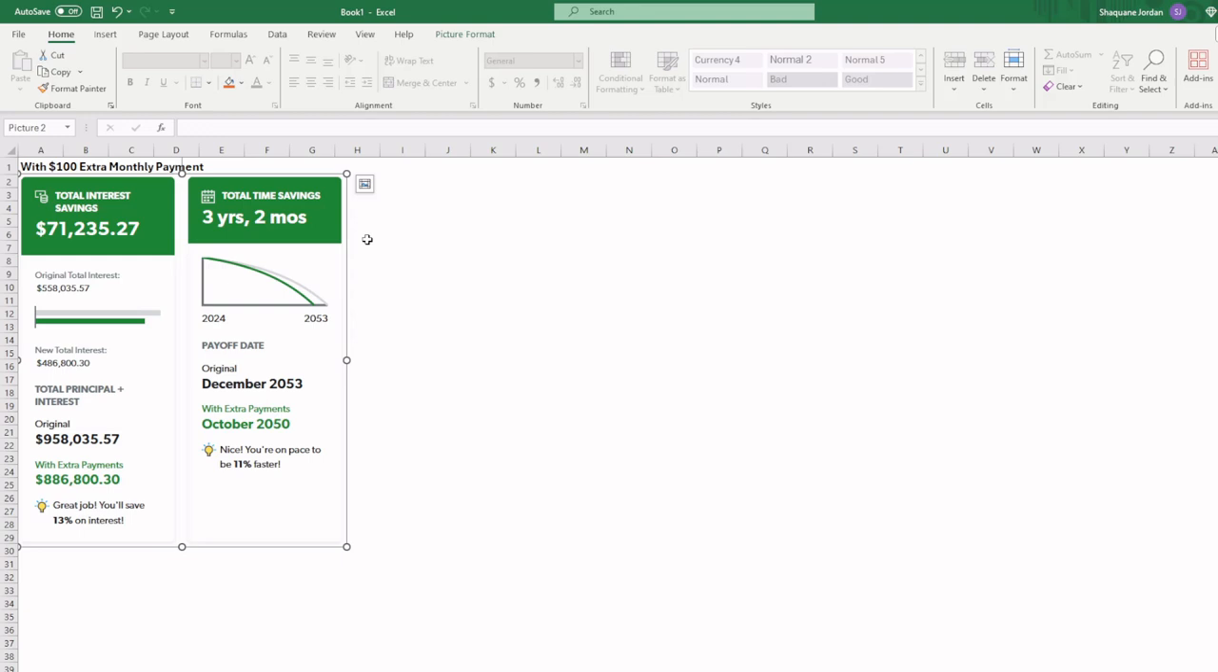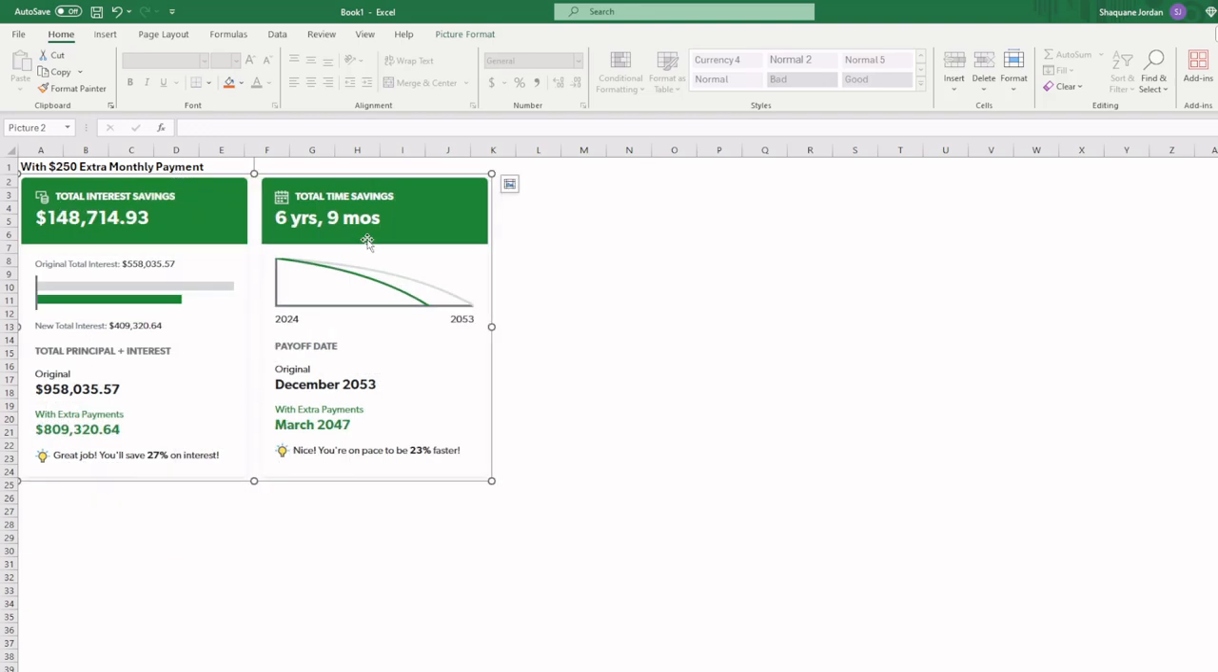Now what if you could actually pay an extra $250 every month? Well, in that case, you'll be saving almost $150,000 off your total interest expense. And that also means that you'll be paying down your mortgage almost 7 years ahead of schedule.